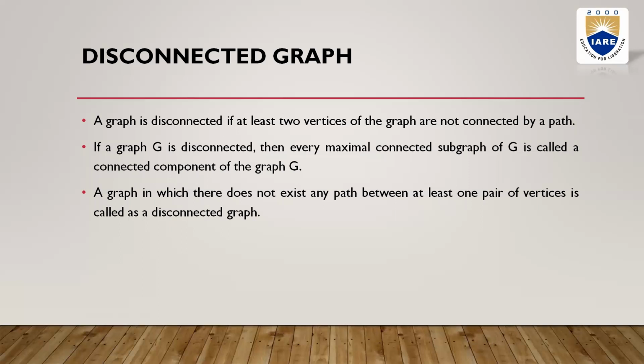A graph in which there does not exist any path between at least one pair of vertices is called a disconnected graph. So these are the two differences.